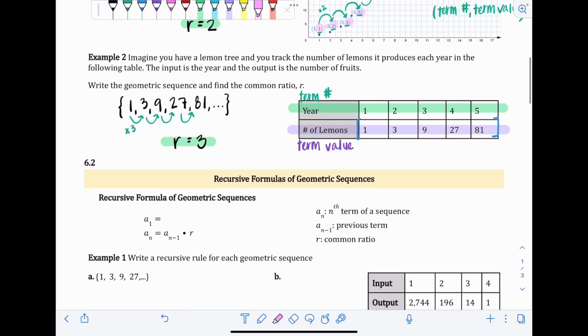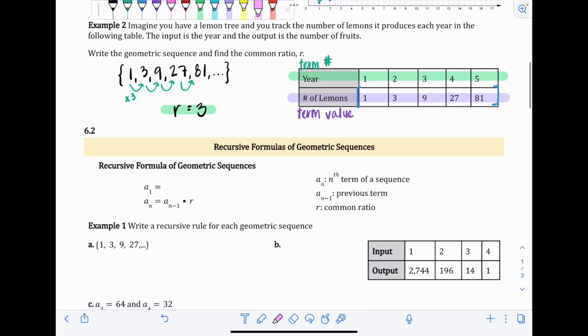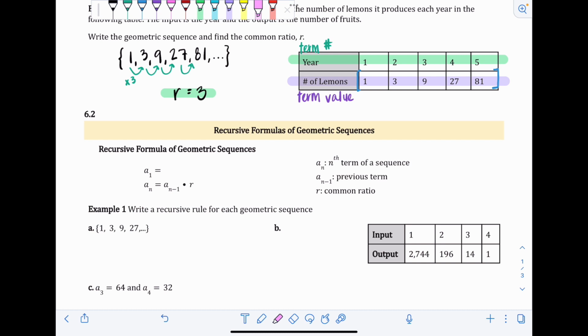Okay, moving down to 6.2, this is writing recursive formulas for geometric sequences. So recursive formulas, we've talked about them before. Those are the ones that you have to write in 2 parts, where you state the first term and then there's the rest of the rule. So we've written down a recursive formula before, but we wrote it down for arithmetic sequences. So it will be a little bit different for geometric sequences.